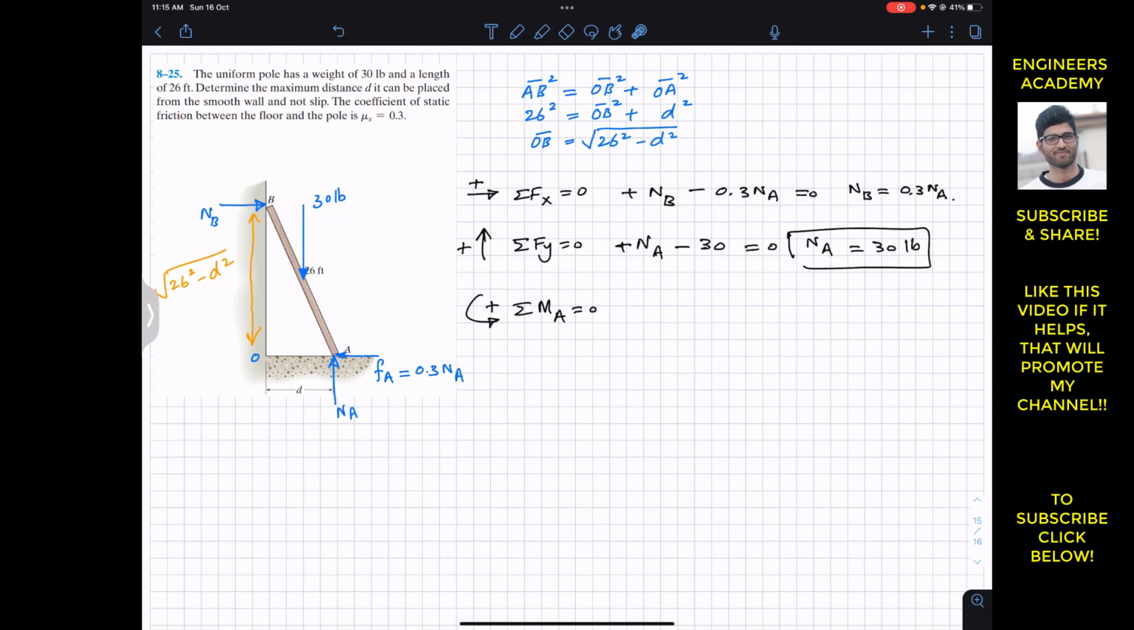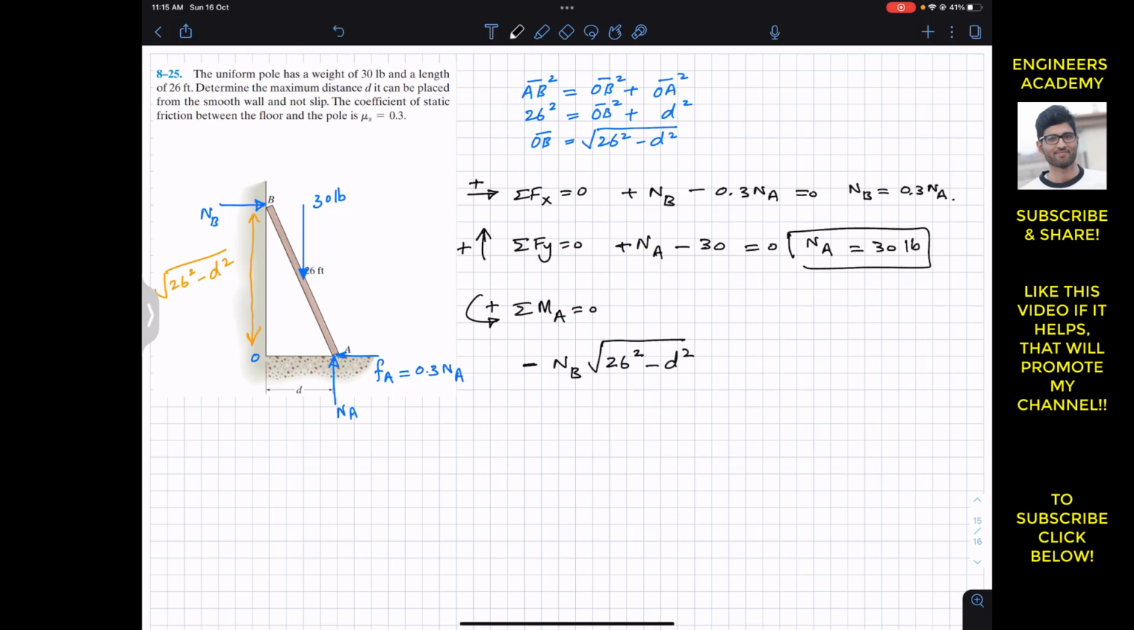So now this NB is producing the moment about point A in the clockwise direction. So I will write minus NB, and the perpendicular distance of this NB from that point A is this, square root of 26 square minus d square.